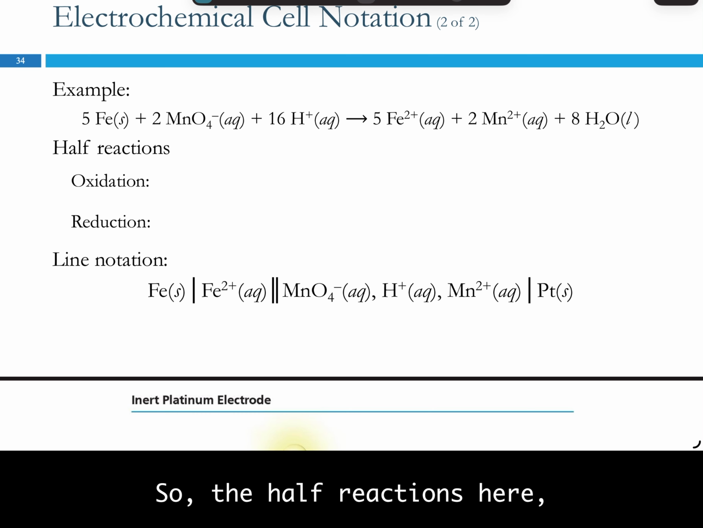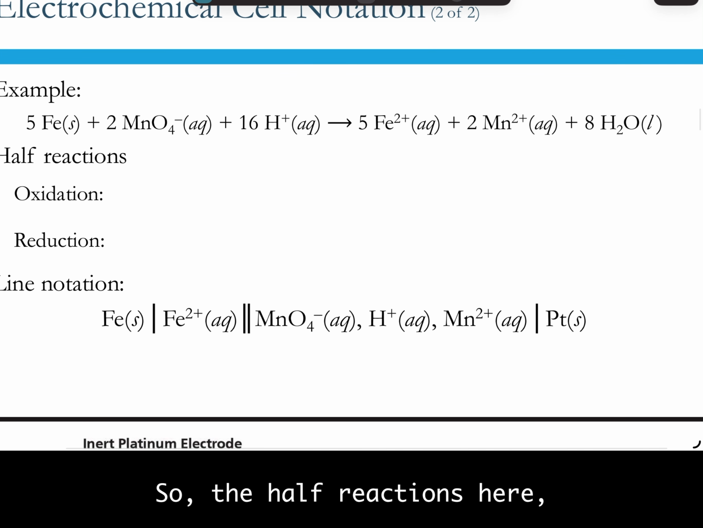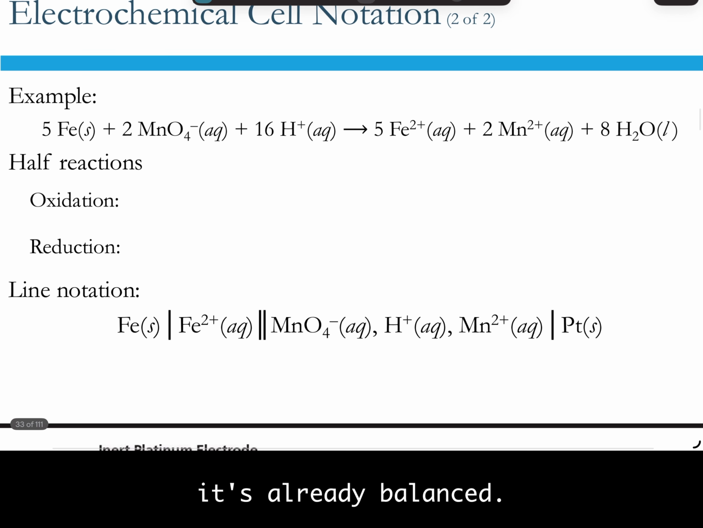Okay, cool. So the half reactions here, it's already balanced. But what's being oxidized?